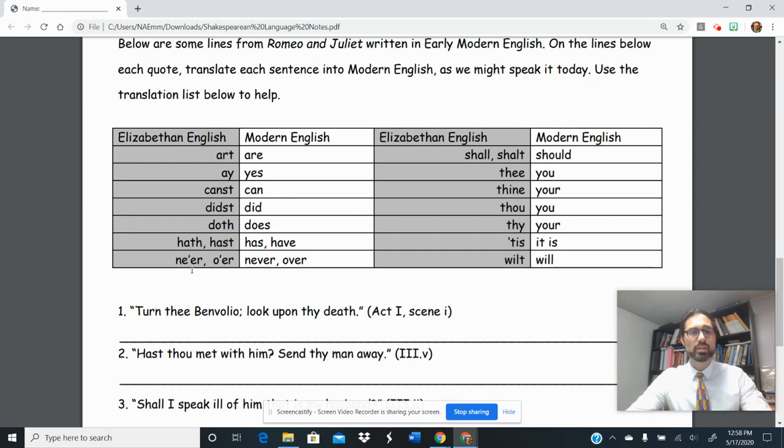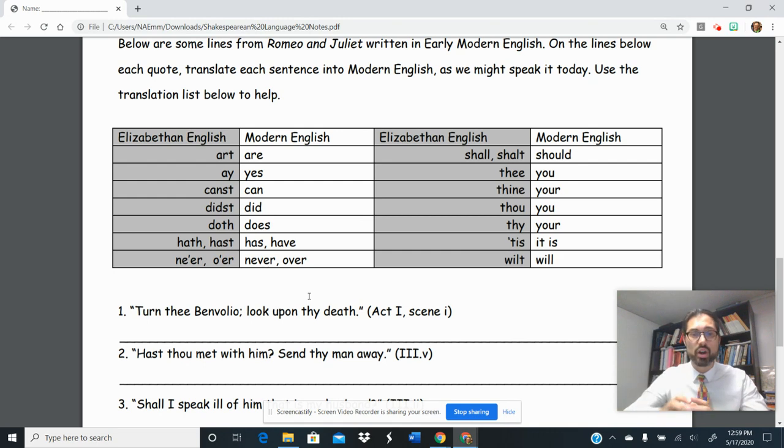Sometimes we see words with apostrophes. If there's an apostrophe in the word, it just means letters are missing, just like a contraction, just like cannot becomes can't, because we cut out some letters and replace them with an apostrophe. So ne'er is the same as never, or o'er is the same as over. If you see an apostrophe in a word, try to add letters and see if you can figure out that word. As always, if it looks like a word we know, it is the word that we know.